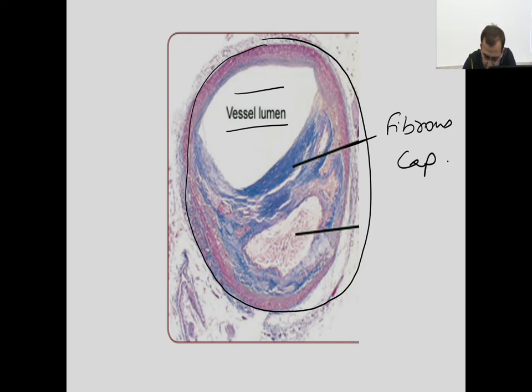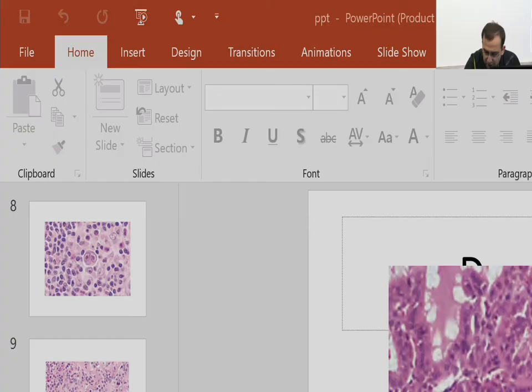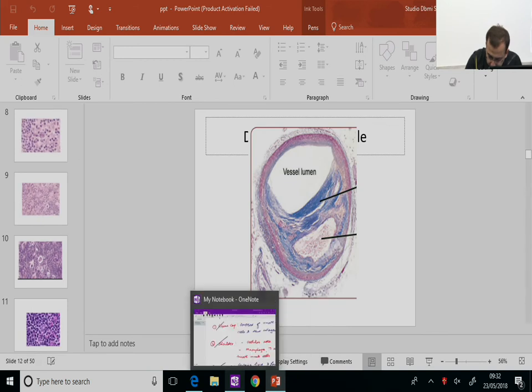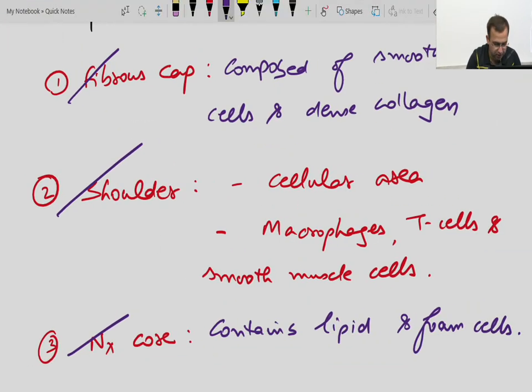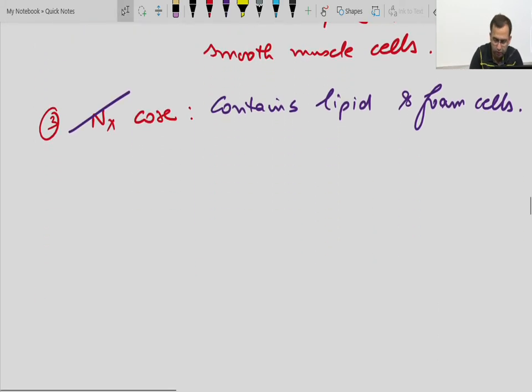Next is the shoulder area, which is the most cellular. The one deep to the fibrous cap, composed of lipid and foam cells, is the necrotic core. This is atherosclerosis. Next point, coming back to the theory, this gets us to the sites or vessels involved with atherosclerosis.